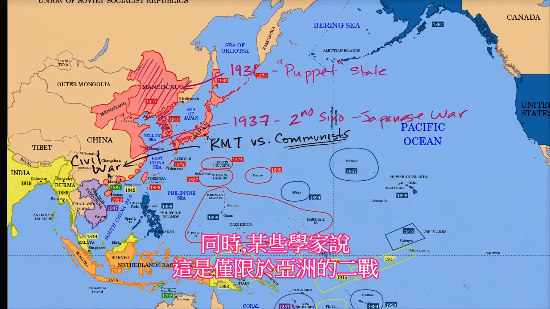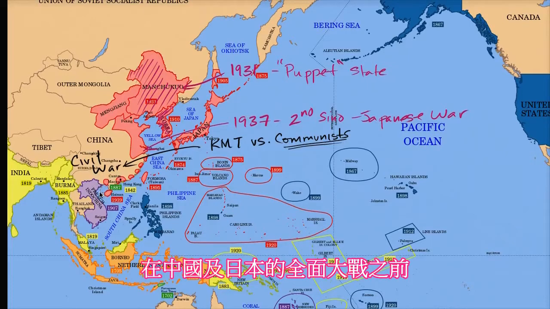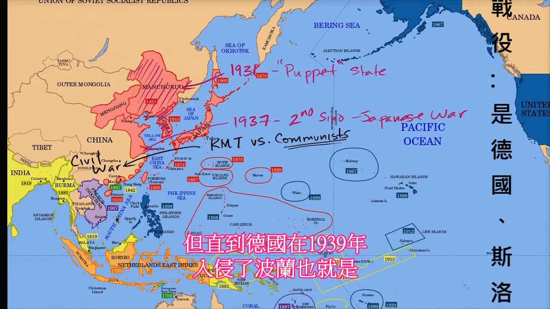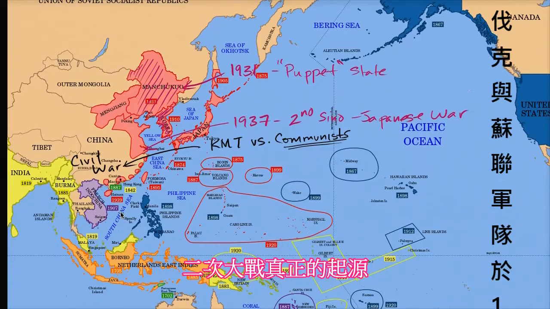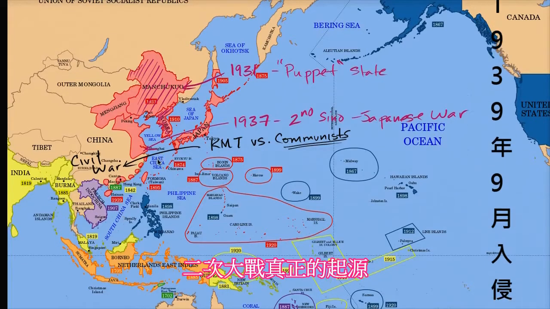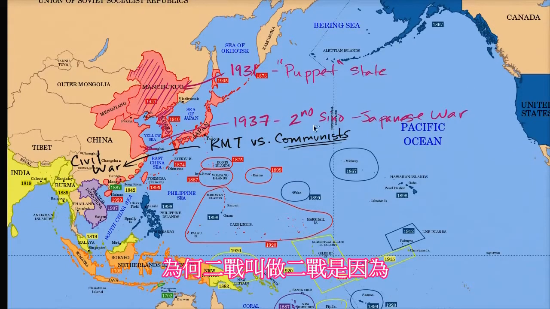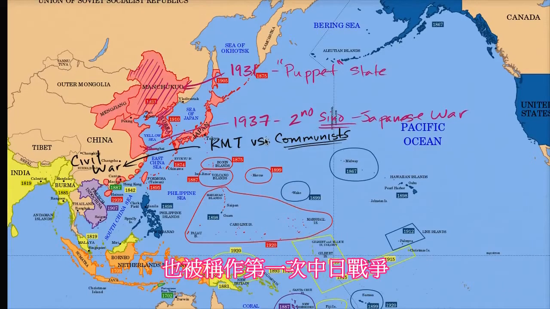while some of them say, okay, this is the beginning of the Asian theater of World War II, of the all-out war between Japan and China, but it isn't until Germany invades Poland in 1939 that you truly have the formal beginning, so to speak, of World War II. Regardless of whether you consider this a formal beginning or not, the Second Sino-Japanese War, it's called the Second because there was another Sino-Japanese War in the late 1800s that was called the First Sino-Japanese War.